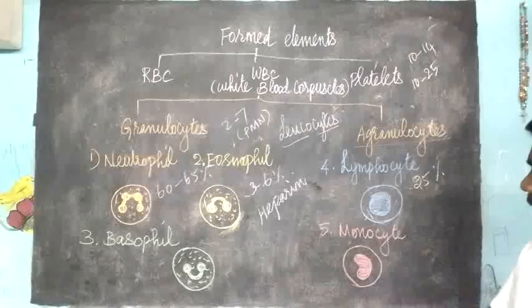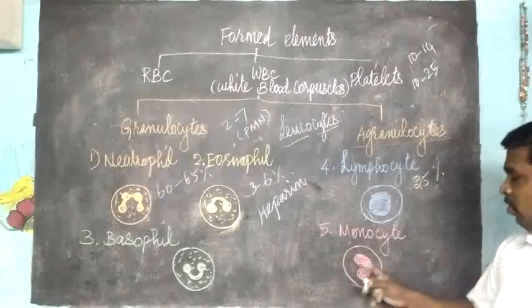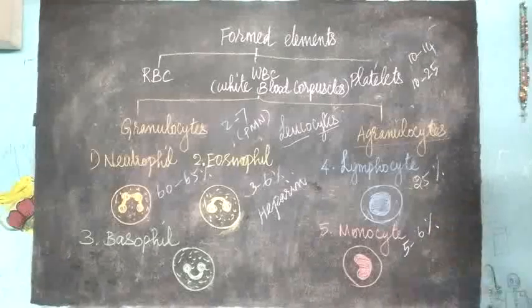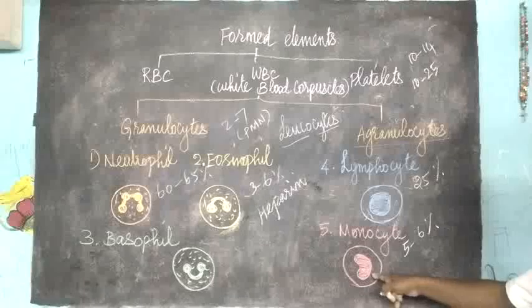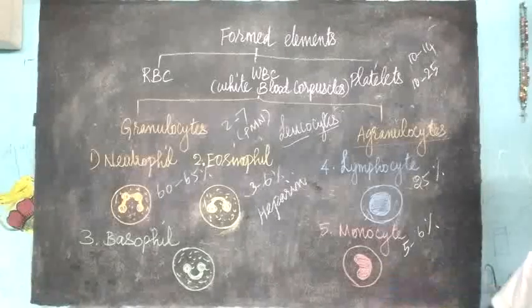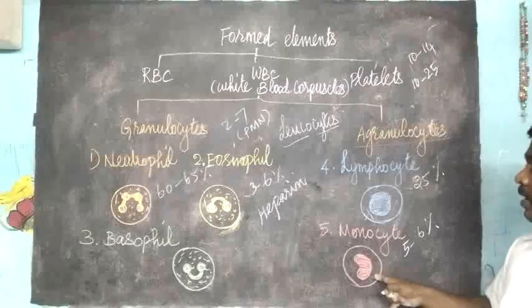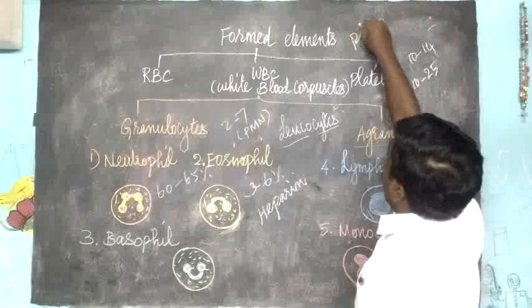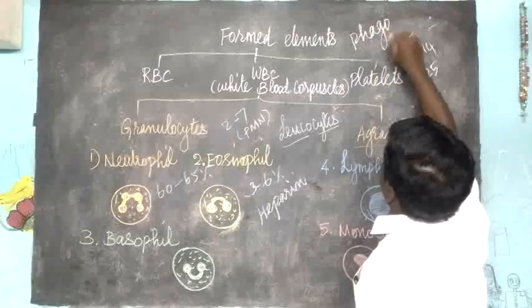And next one, the monocyte is the last one. The monocytes are only 5 to 6% of the total WBC cells. And these monocyte tissue cells are more in number. I mean, they are involved in the phagocytosis process. Okay, what is phagocytosis?